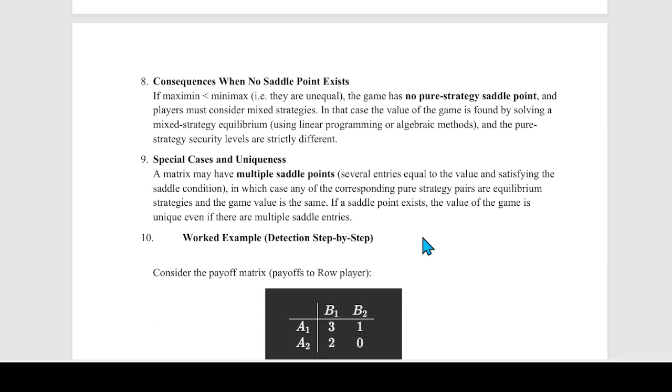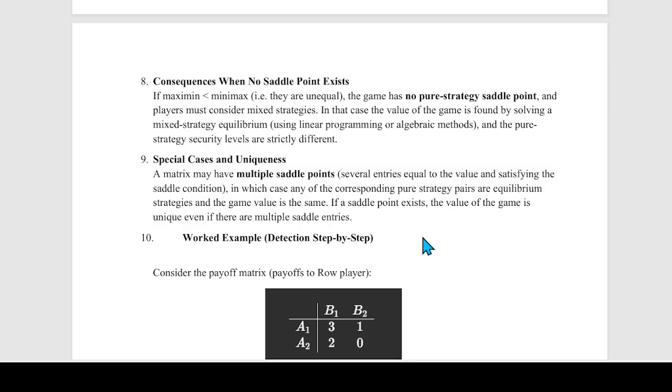Now, what happens when no saddle point exists? Basically, if the maximin and the minimax values are unequal, then there will be no saddle point. Okay. Then there is no pure strategy solution that exists. Then players must resort to playing mixed strategies, and the game value is found using probabilities. Okay, methods like linear programming or algebraic methods will be used.